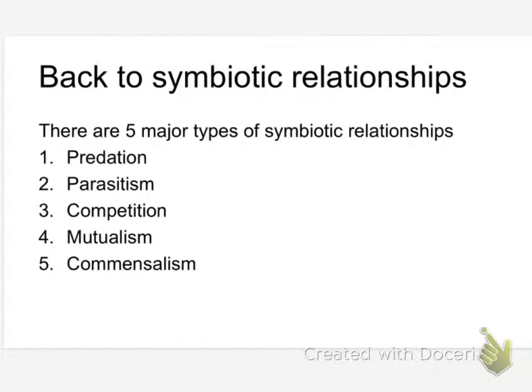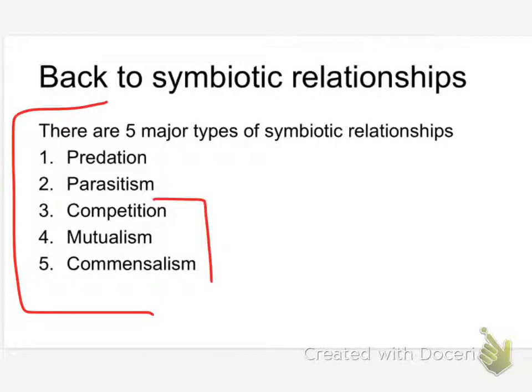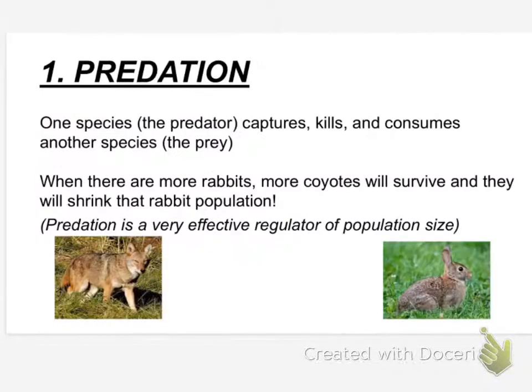There are 5 major categories of symbiotic relationship. If you want to take a picture of this and fill it in later, that's fine. We're going to talk about the first two today, predation and parasitism, and then you will have a video that gets you information on these three tonight for homework. And then there will be a little recall quiz when you walk in on the competition, mutualism, and commensalism.